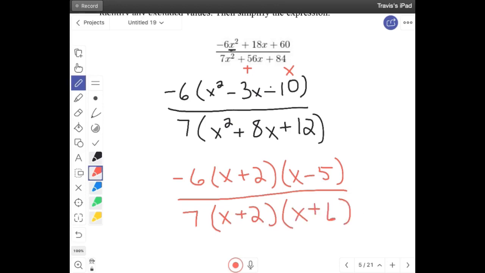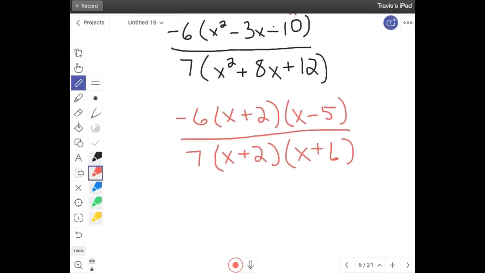And now they asked about excluded values. So remember, an excluded value is what makes the denominator equal to 0. So you can either take both of these pieces here and set them equal to 0 to find them, or since these are just simply adding numbers, we can just say, well, x can't be equal to -2 because -2 plus 2 is 0, and that would multiply by everything and cancel everything out. And then x can't be equal to -6 for the same reason.